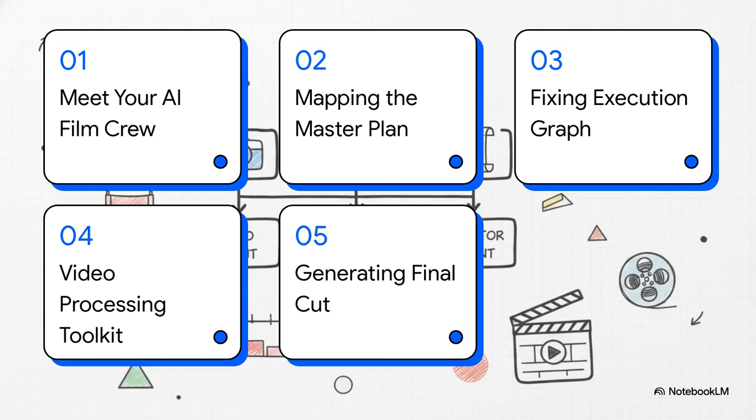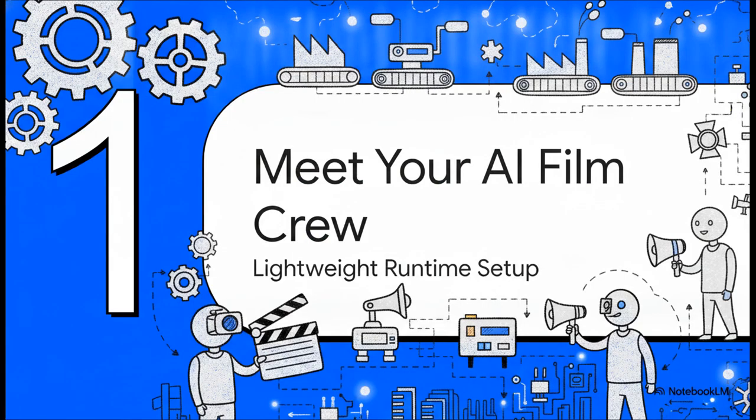First, we'll meet your AI film crew. Second, mapping the master plan. Third, fixing the execution graph. Fourth, the video processing toolkit. And finally, generating the final cut. All right, let's kick things off with Section 1.